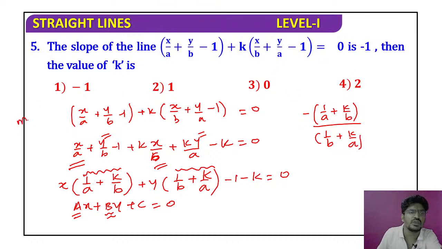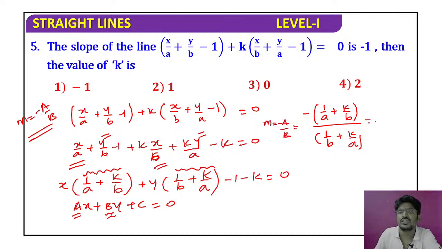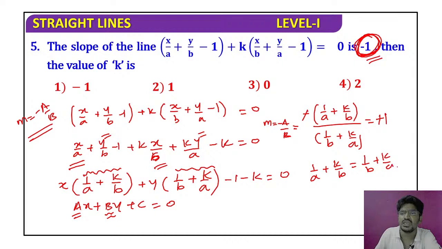Take the formula m equal to minus a by b. This is the formula for the slope, m equal to minus a by b, so minus of (1 by a plus k by b) divided by (1 by b plus k by a). That is equal to what? They have given it as minus 1. The slope of this line is minus 1. So cancel the minus signs: 1 by a plus k by b will be equal to 1 by b plus k by a.